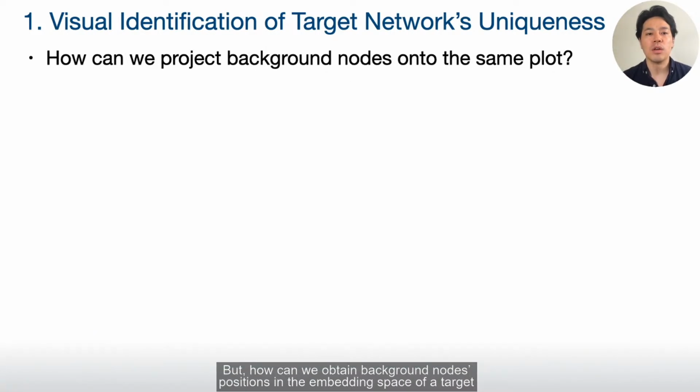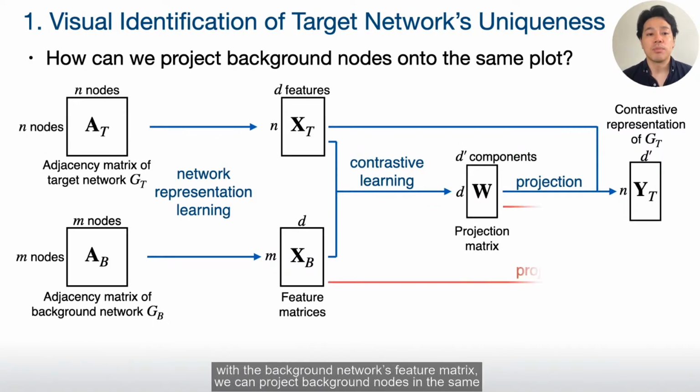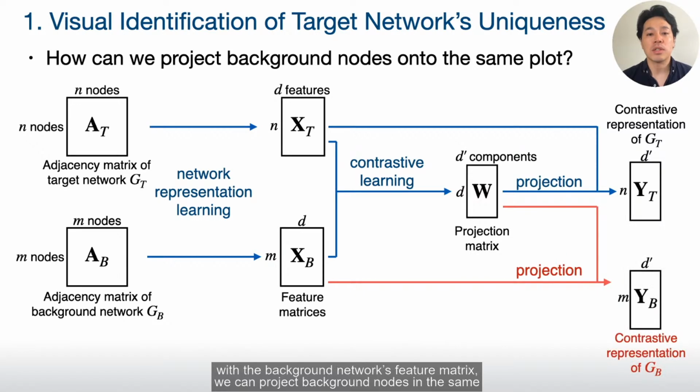But how can we obtain background nodes' positions in the embedding space of the target network? This can be achieved in a straightforward way, because we already have a projection matrix. With a background network's feature matrix, we can project background nodes in the same plot.